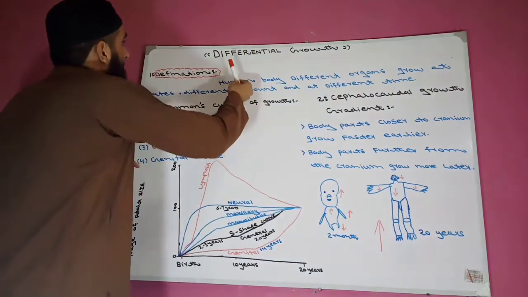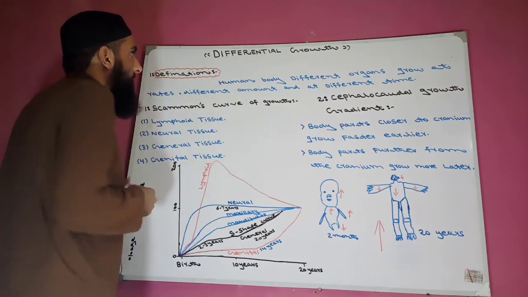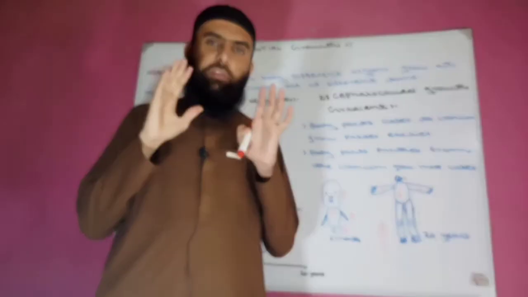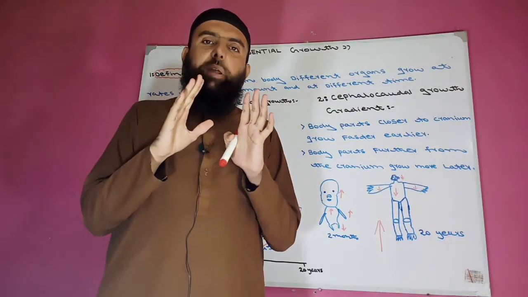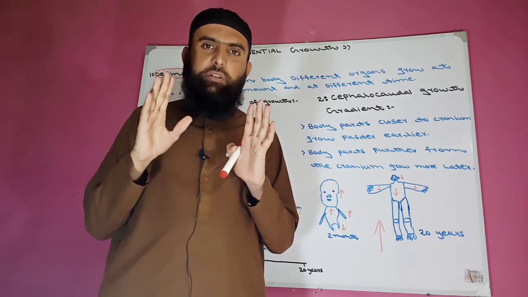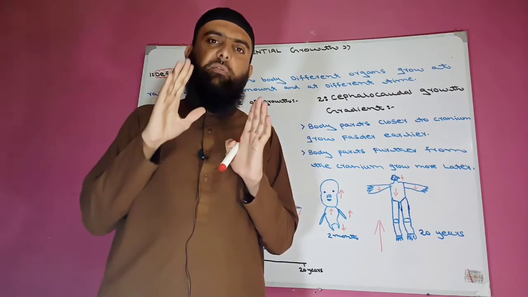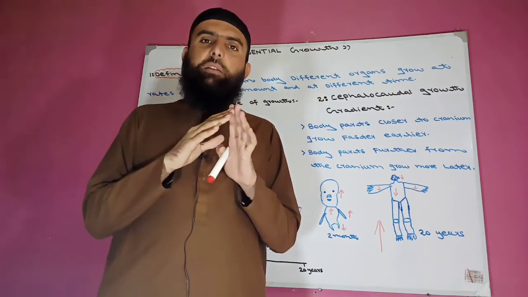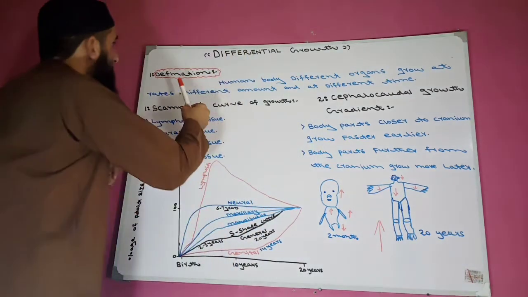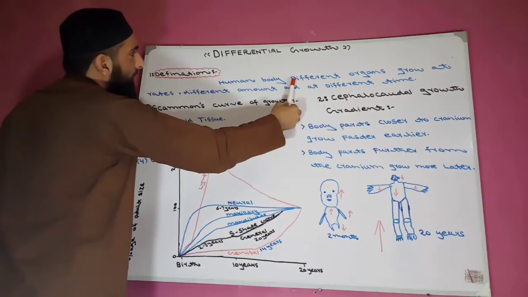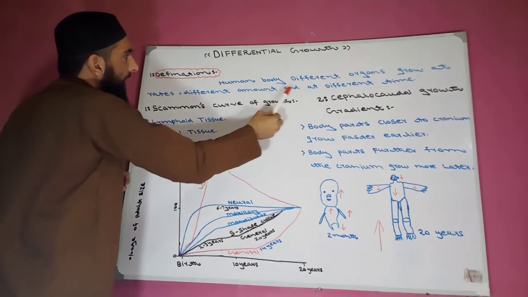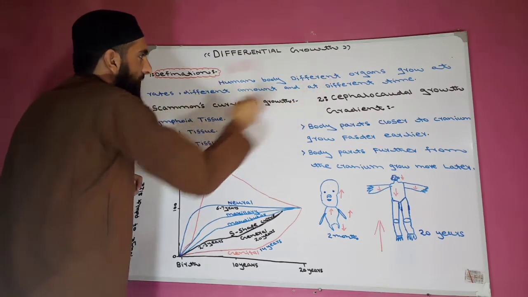Now, differential growth. What is differential growth? According to the differential growth concept, different organs of the human body grow at different rates, different amounts and at different times. This is the concept of differential growth. Now, the definition of differential growth is that different organs of the human body grow at different rates, different amounts and at different times.